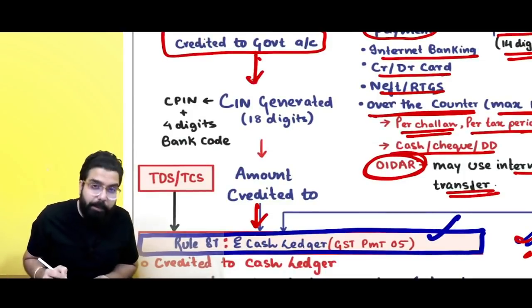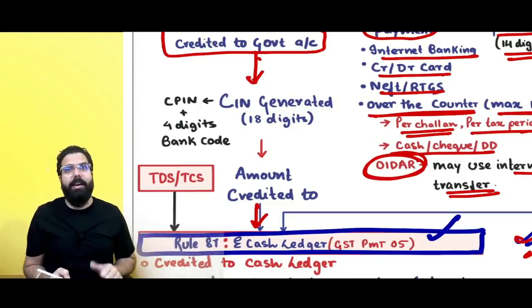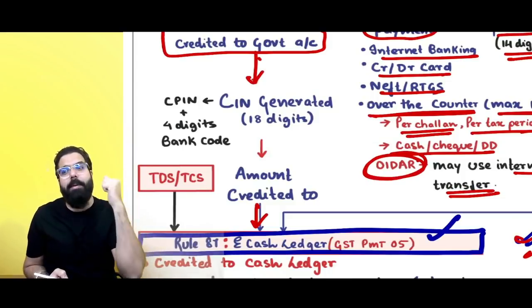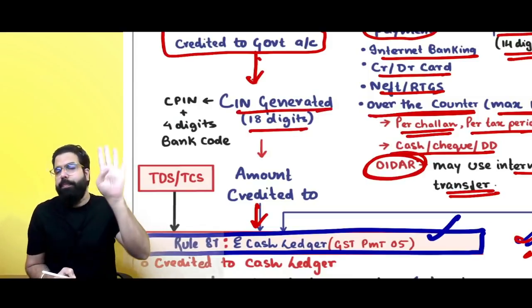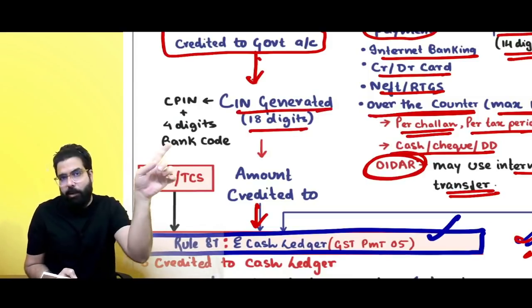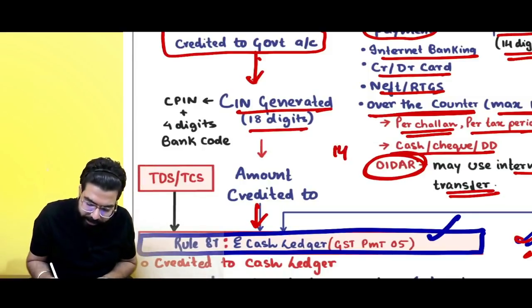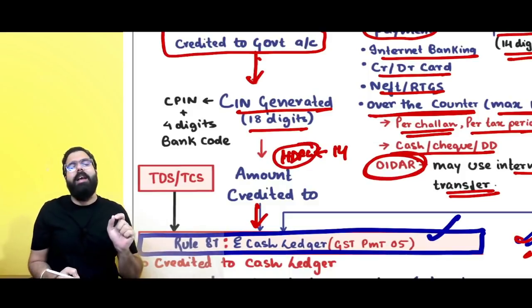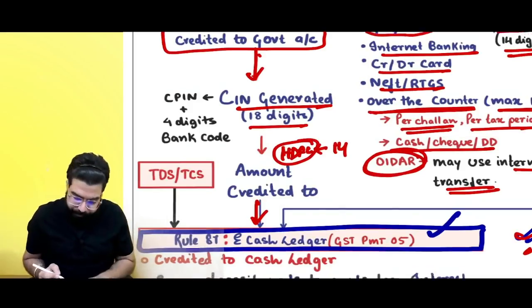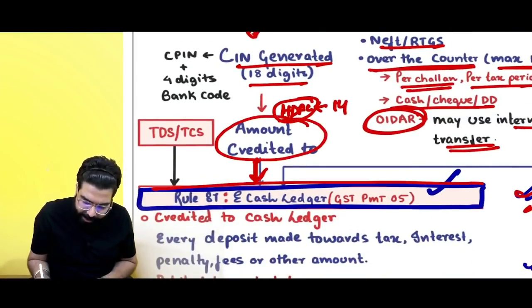Once your tax gets deposited, the CPIN is generated, along with the CIN, the Challan Identification Number, which is an 18-digit code. The CPIN was 14 digits. For example, if you used HDFC, they add the bank code before the 14-digit CPIN, and that is known as the Challan Identification Number. Now the amount will get credited to your e-cash ledger.